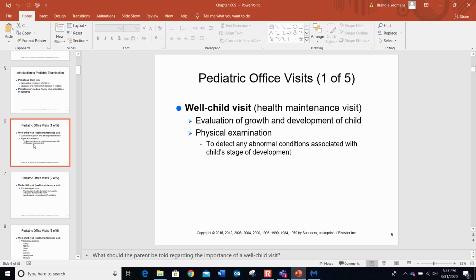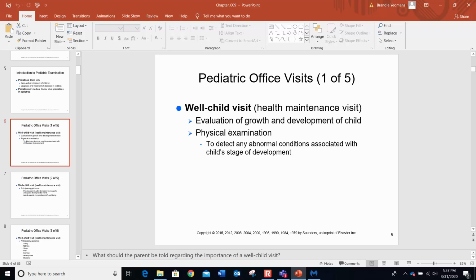So what type of visits do we typically have for patients in the pediatric office? Well, there are two broad categories. The first one is a well-child visit, also called a health maintenance visit. And then there's also the sick child visit. So let's look at the well-child visit.